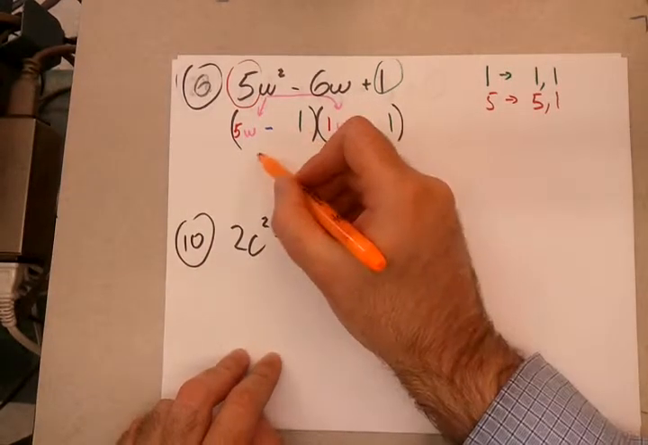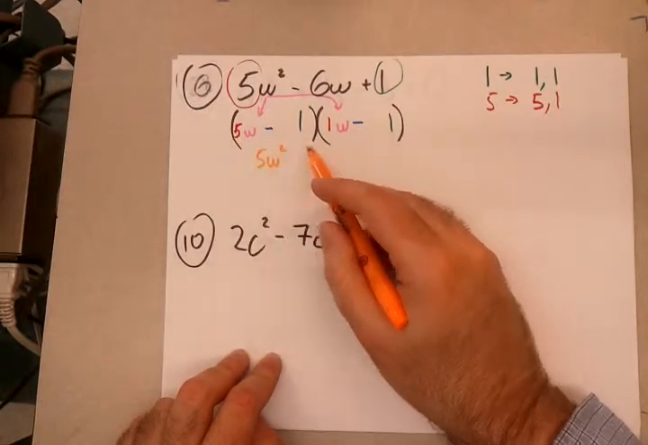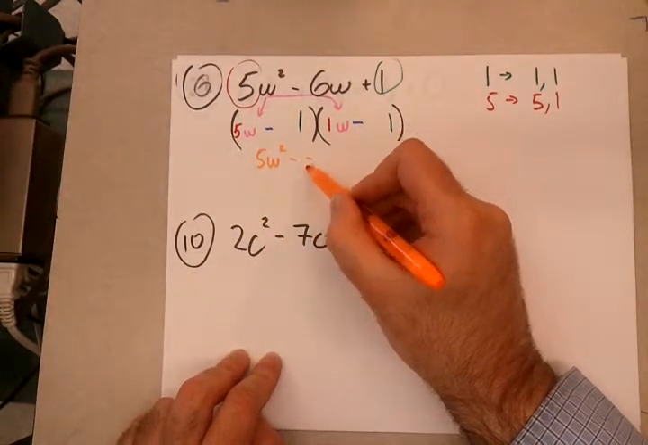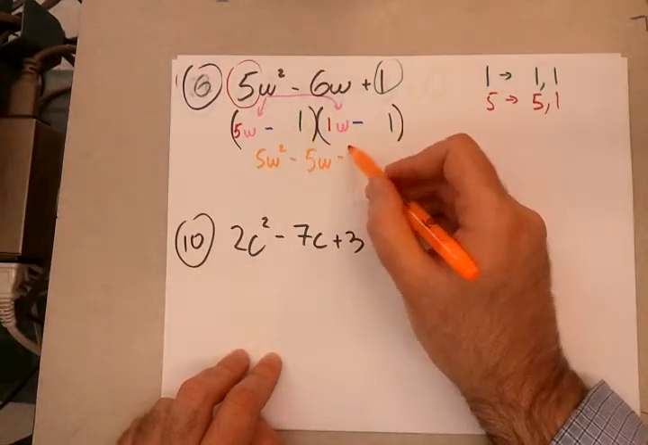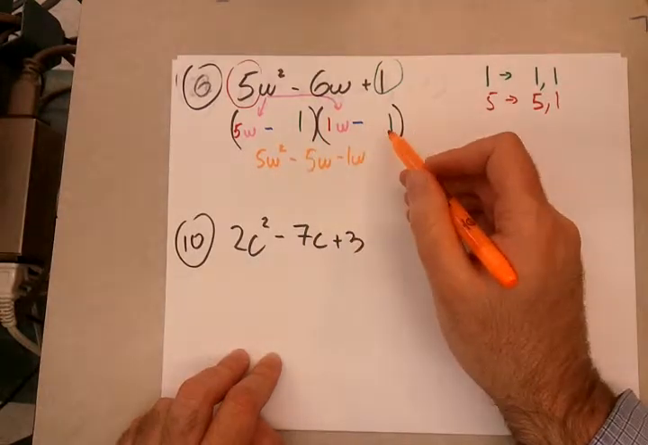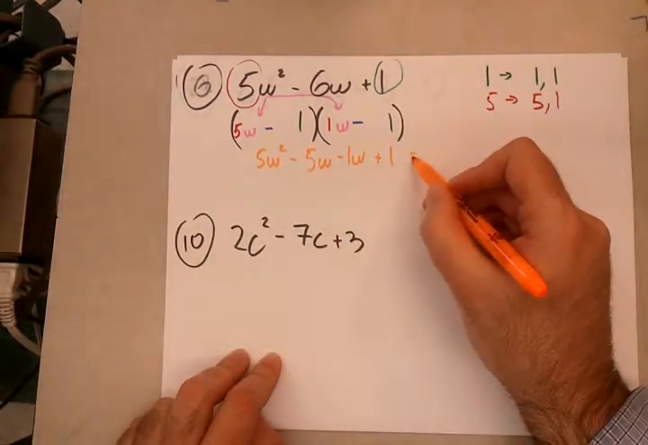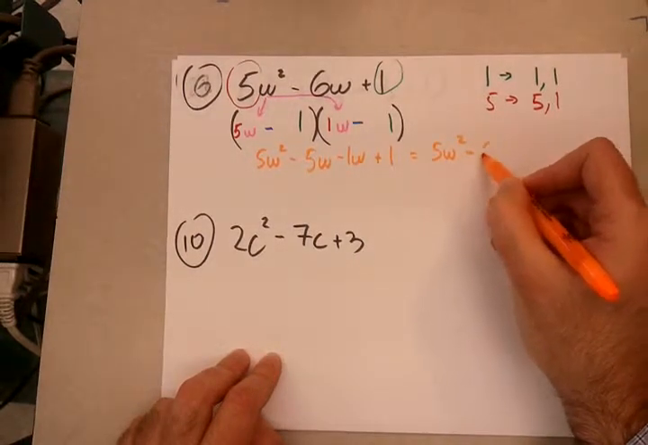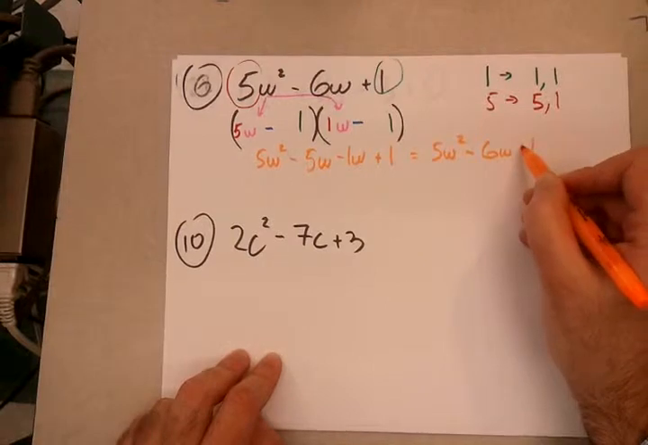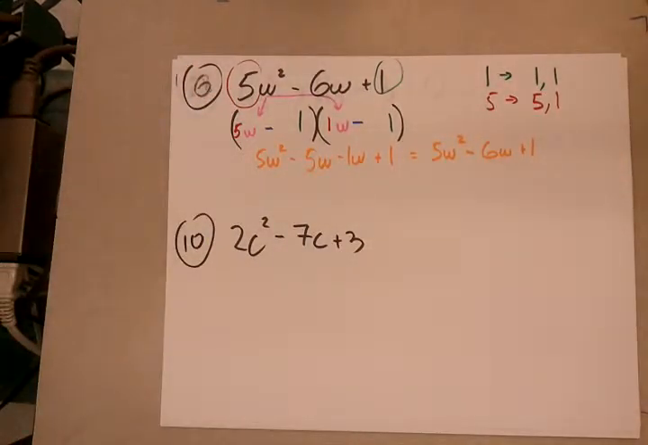5w times 1, that's 5w squared. 5w times negative 1, that's negative 5w. Negative 1 times a w, that's a negative 1w. Negative 1 times a negative 1, that's a positive 1. Simplify that middle, and you get 5w squared minus 6w plus 1. Perfect. Now I got lucky.